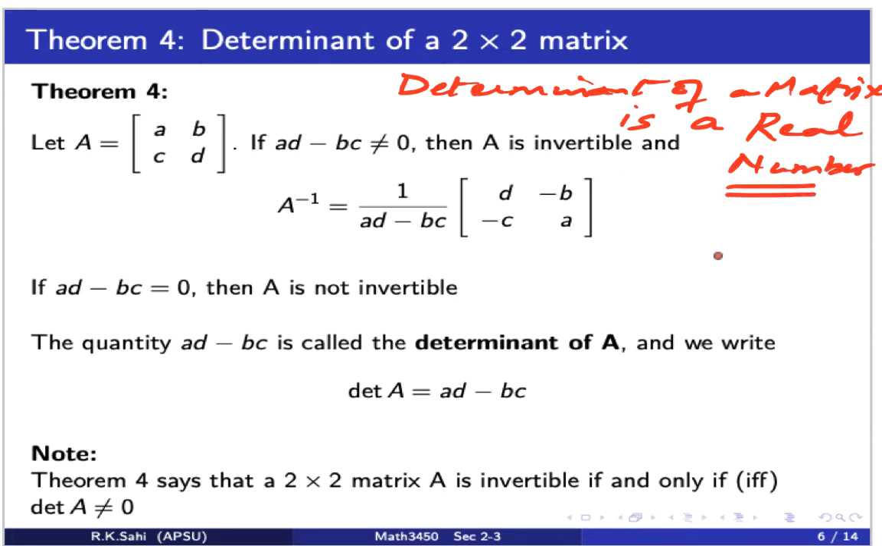It's a very important fact. It's not a matrix, but a number. So it takes a matrix, you apply the formula for finding the determinant, and you will always get a number. So let's have the proper definition.